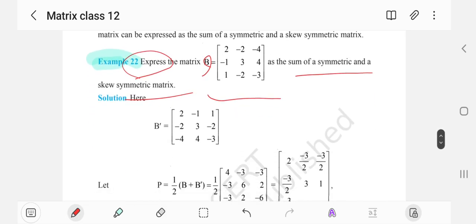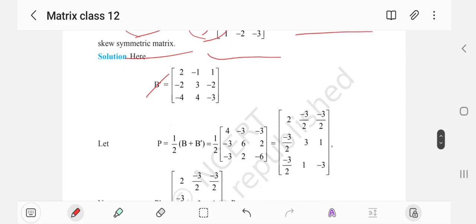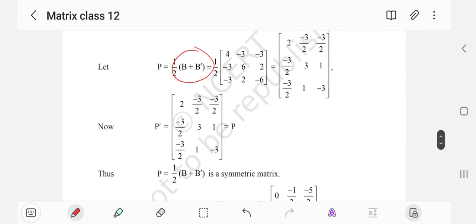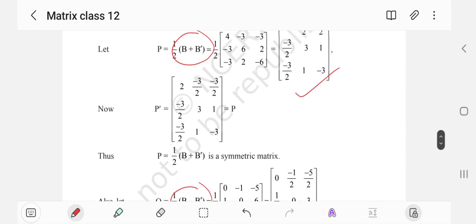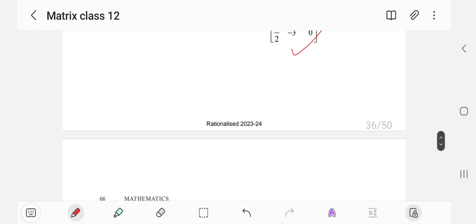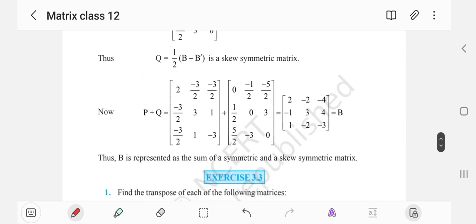So simply what we have to do is, we are given the B matrix, we have to find B transpose, then we will find B plus B transpose, and then multiply it with the scalar half, and we get this. Similarly, we can find B minus B transpose and multiply it with half, and we get this. Simply add both of these, and the addition gives me this matrix, which is nothing but my original B matrix, right? Hope it is also clear to you.